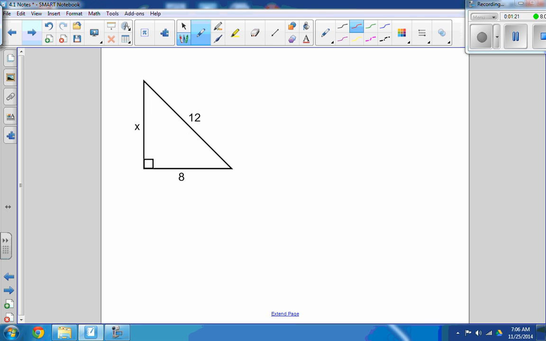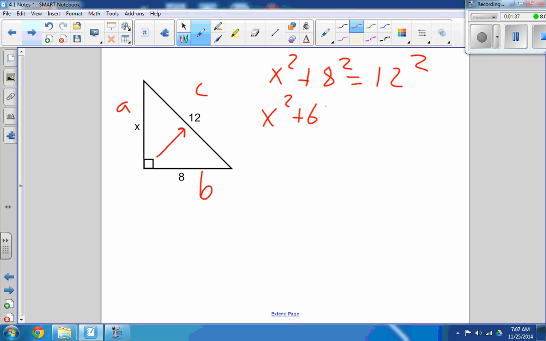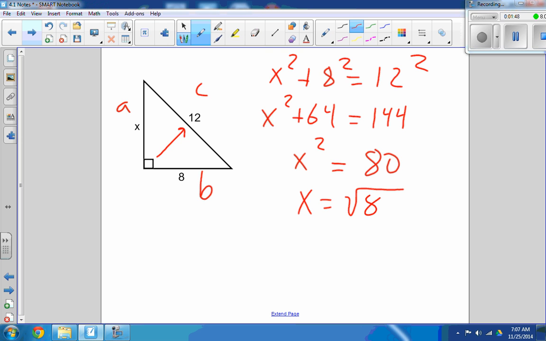All right, let's try another one. So here we've got, I'll call this A, call this B. Remember, the hypotenuse is C. So A squared plus B squared equals C squared. So x squared plus 64 equals 144. Subtract 64 to the other side, you get x squared equals 80. X equals the square root of 80. Now we're going to come back and we're going to simplify these problems. We don't want to leave this radical, the square root of 80. We're going to come back and simplify them, but we're going to show you guys how to do that.